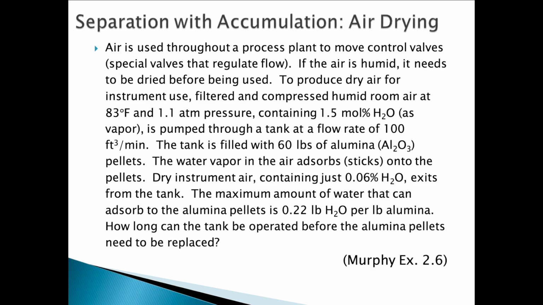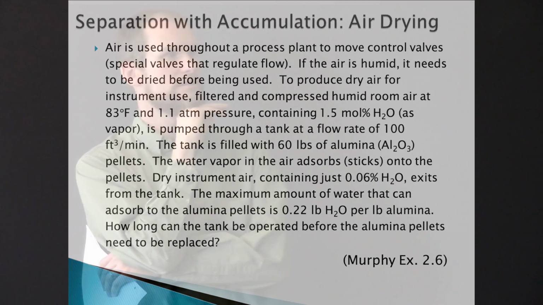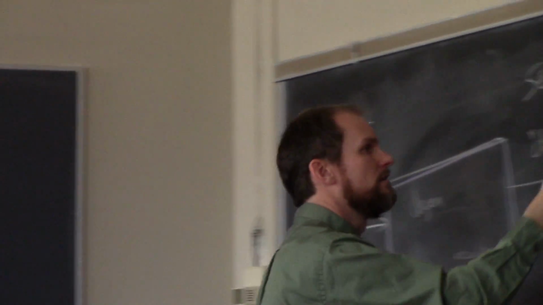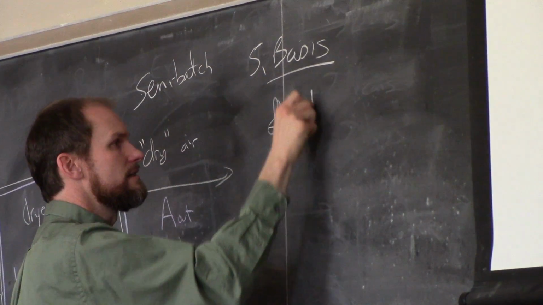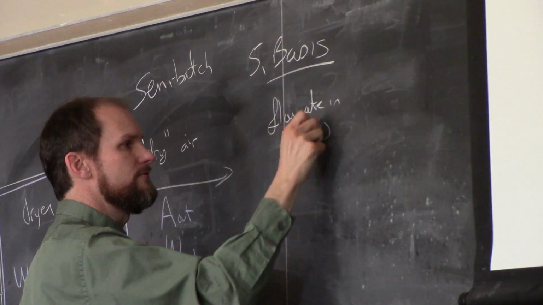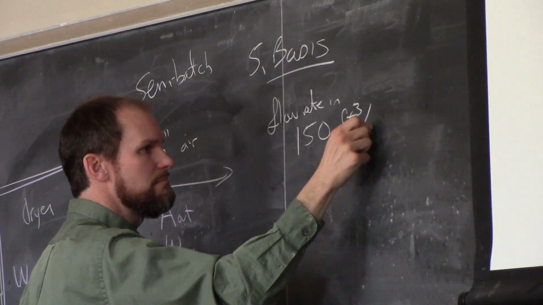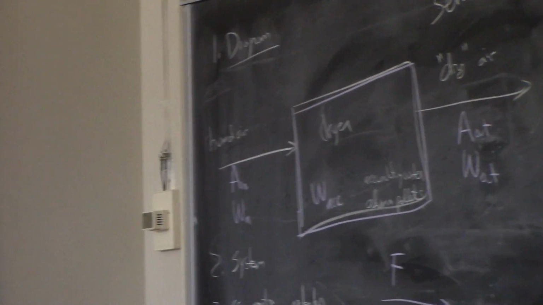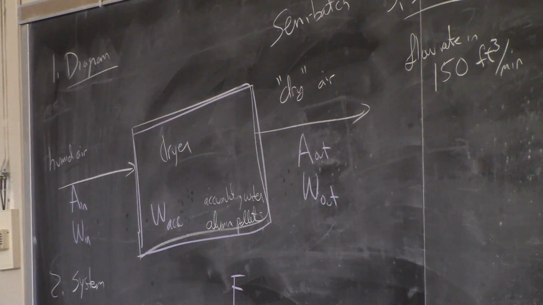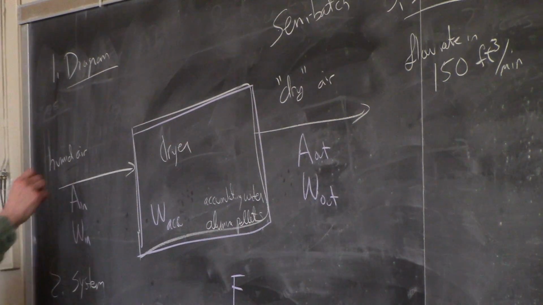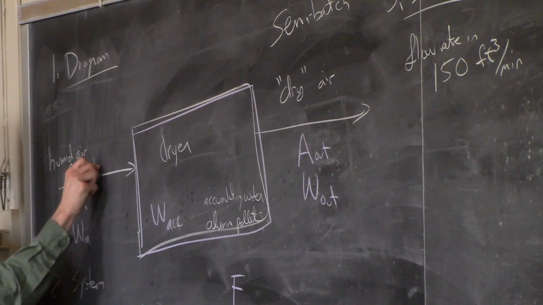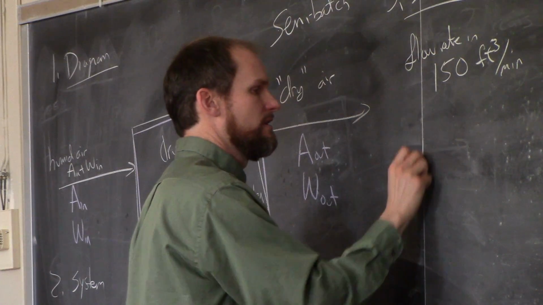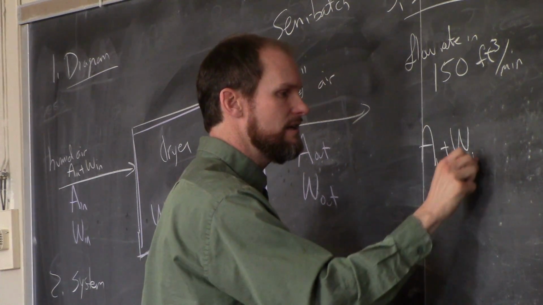The flow rate in. What's flow rate in? 100 cubic feet per minute of the humid air. Flow rate in is 150 cubic feet per minute. Okay, how's that fit with my variables and my units? And plus W in is 150. Okay, so the total flow rate is A in plus W in.